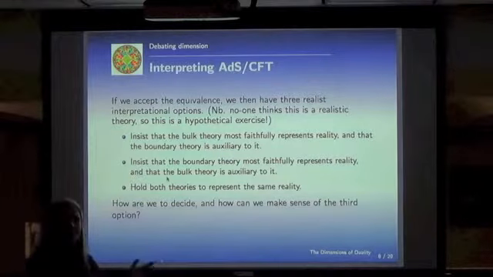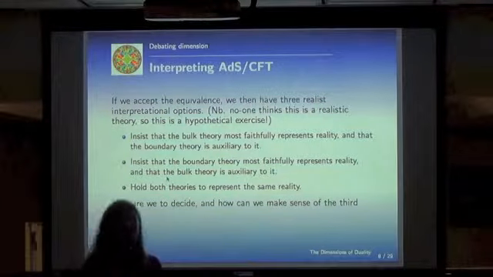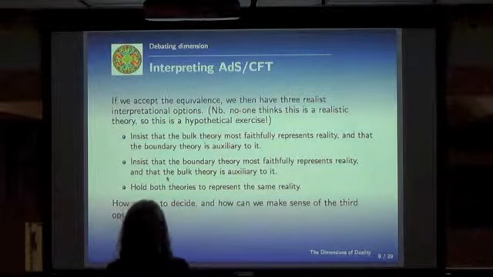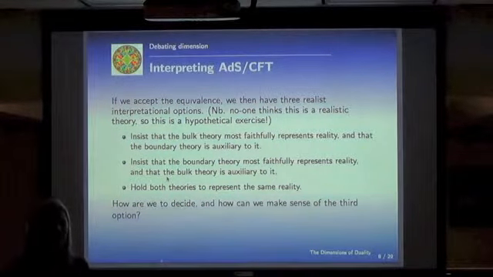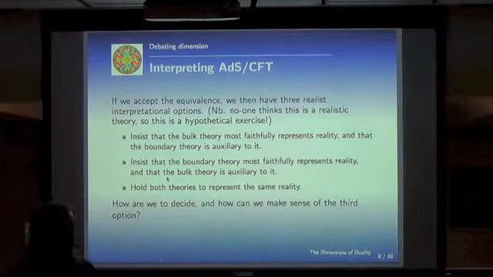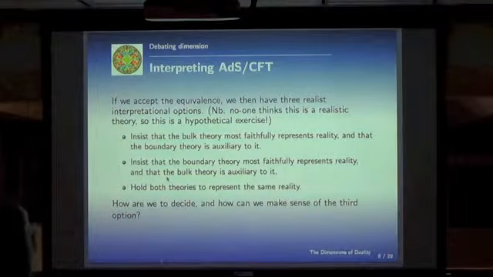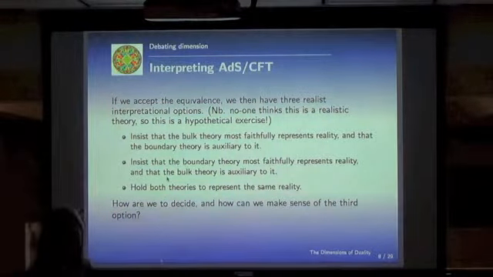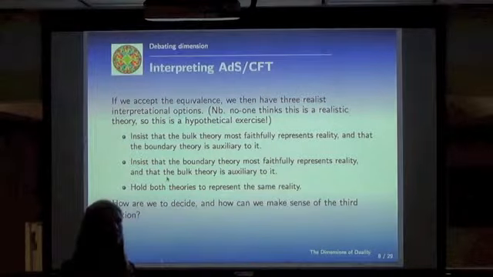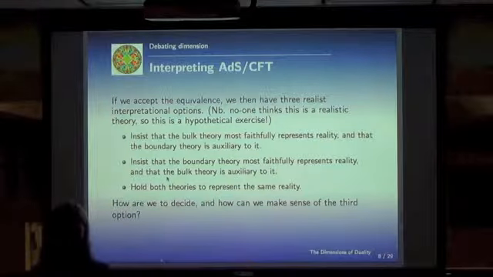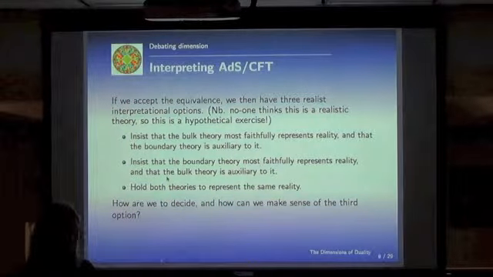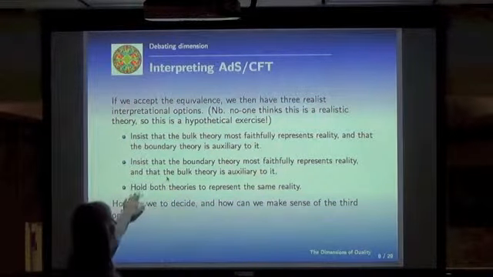Okay, so supposing we accept that equivalence, supposing we brush under the carpet the fact that nobody thinks this is a realistic theory of anything, so it's a bit of an academic exercise, we have 3 interpretational options, right? We insist that the bulk theory is the one that faithfully represents reality, and that the boundary theory is somehow auxiliary to it. We could insist that the boundary theory most faithfully represents reality and the bulk theory is auxiliary, or we can hold both theories to represent the same reality.